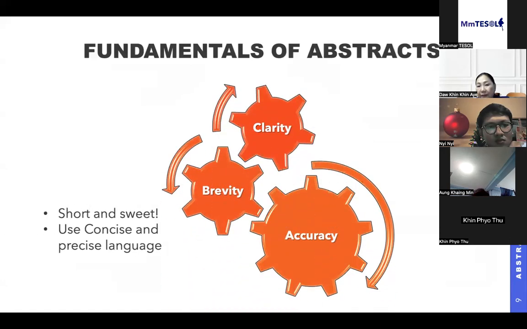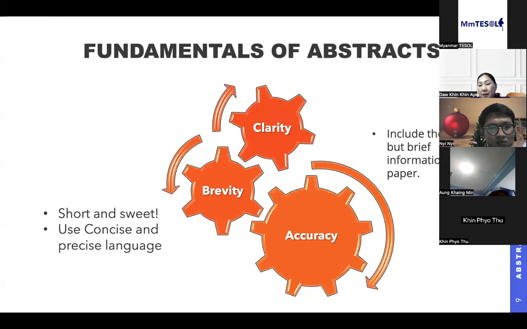Now, what are the fundamentals of the abstract? Okay, we have already seen clarity, brevity, and accuracy. What do you mean by brevity? Short and sweet, because you can write only about 250 words. We do not have much space, much luxury to include so many things. It should be short and sweet, using concise and precise language.